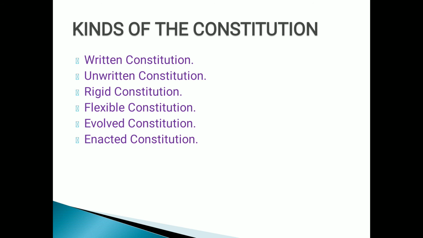Now, kinds of constitution. If you go for the constitution, it is divided into 6 kinds. Clear, everyone? We have written constitution, unwritten constitution, rigid constitution, flexible constitution, evolved constitution, enacted constitution. Clear? And one by one, I'll let you know what each is all about.